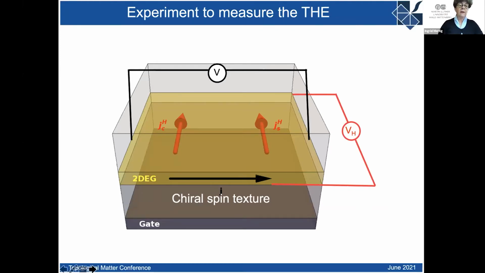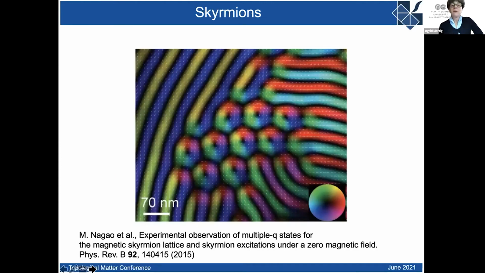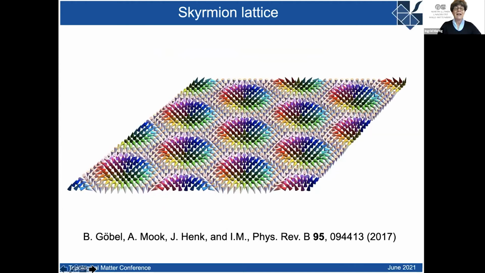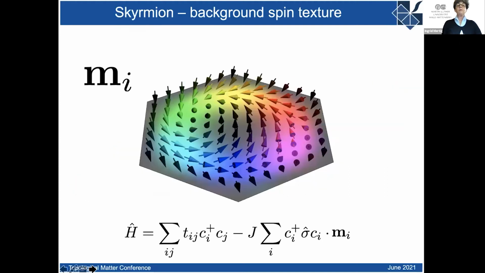So now let me go to this chiral spin texture that we would like to have at the interface. And these are, for example, skyrmions. This is an experimental observation by the group of Tokura of a skyrmion texture. And this would now be our skyrmion lattice. And we calculated for this skyrmion lattice the electronic structure of free electrons in such a spin texture, in such a skyrmion lattice.